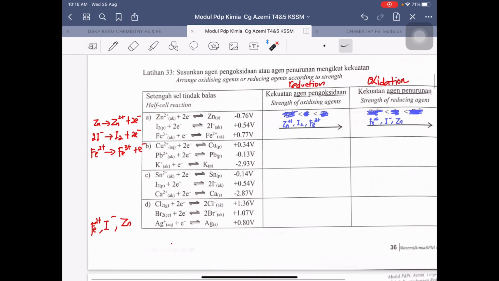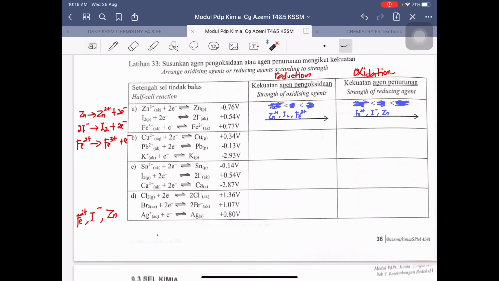So now, as I have told you just now, negative 0.76 ini yang paling cepat berlaku. Sebab dia negative 0.76. That is why Zn, that is the strongest reducing agent. Sebab dia yang duluan berlaku. The negative 0.76 itu yang duluan. Okay? So the second one siapa? Look at this one. Positive 0.54 and positive 0.77.